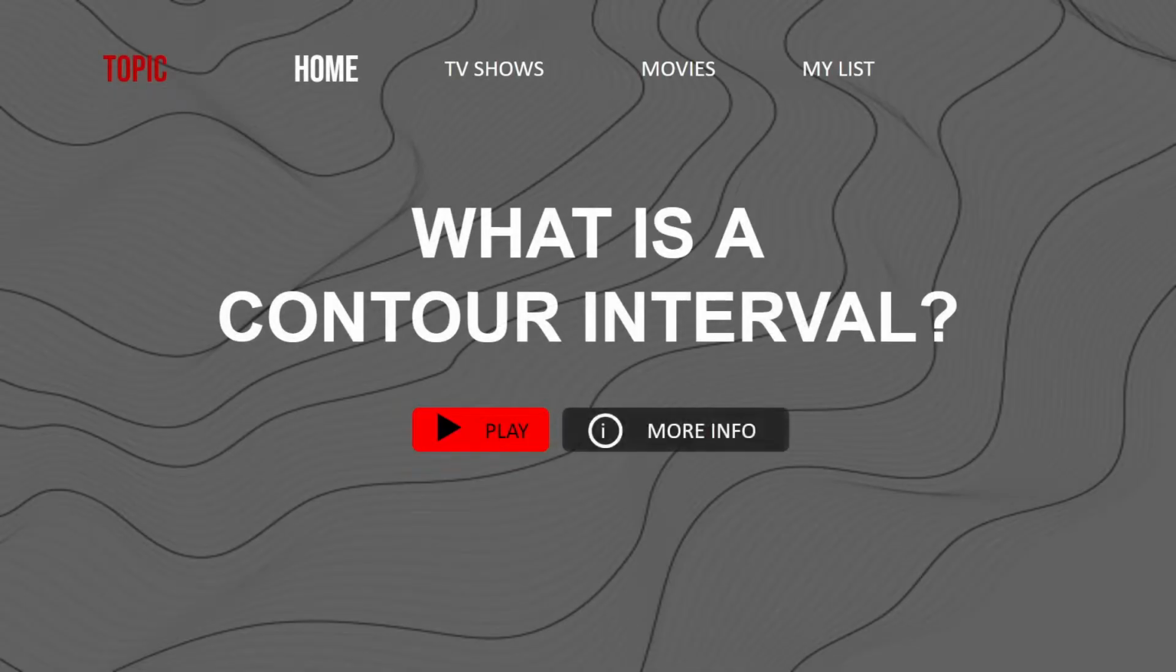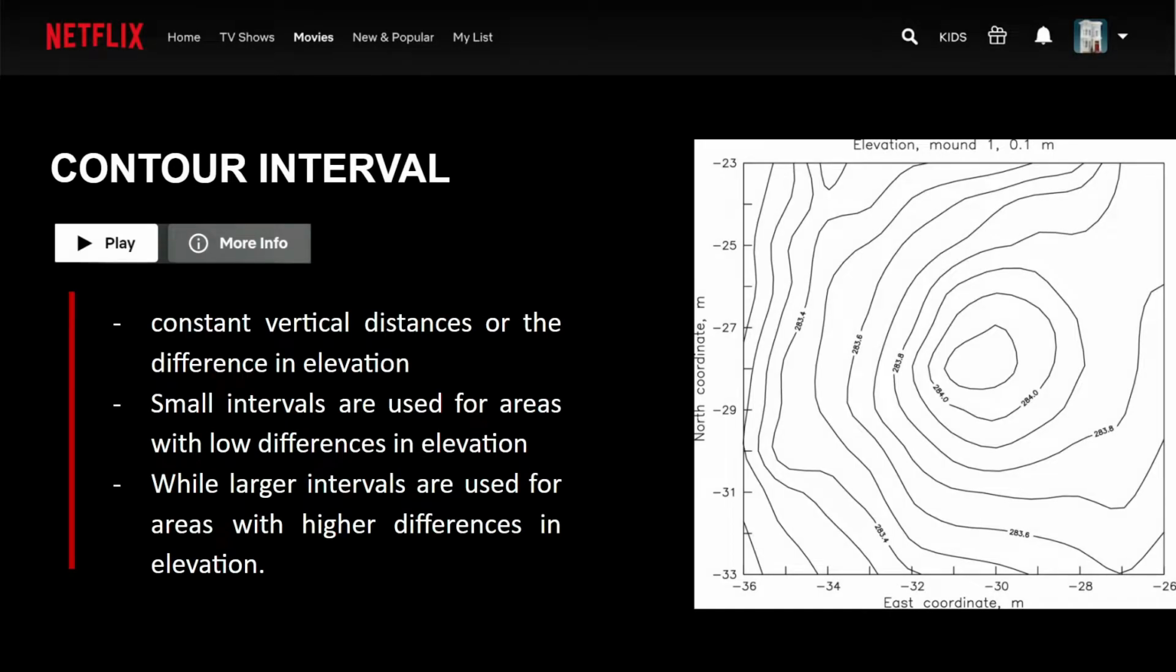So we have to ask the question, what is contour interval? A contour interval is the constant vertical distance, or the difference in elevation, between the contour lines. The contour interval can depend on the height of the areas and features present nearby. Small intervals are used for areas with low differences in elevation, while larger intervals are used for areas with higher differences in elevation.